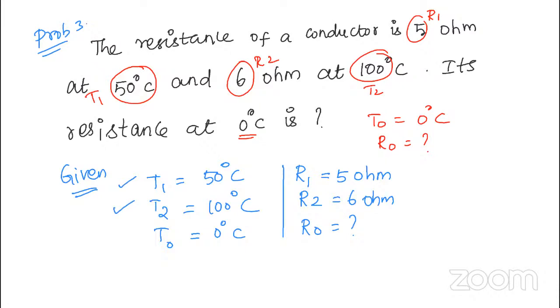Okay, so note down this problem. Note it down. We construct the first equation and the second equation separately for T1 and T2, and from the equations we find the R naught value. So let us see how to write this. First write down the formula. What is it? RT is equal to R naught into 1 plus alpha into delta T.